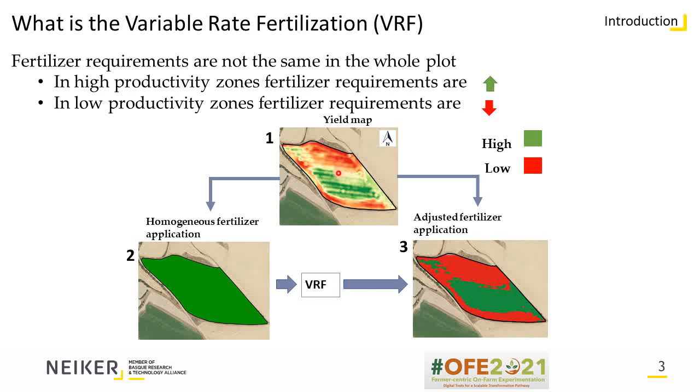Figure 1 shows a yield map. In the green zone, the yield was higher than in the red zone. If a uniform dose of fertilizer was applied, as in figure 2, in the less productive areas the crop did not use all the fertilizer and a part may be lost. However, if the plot was fertilized with the variable rate fertilization technique, as in figure 3, the fertilization would be better adjusted to crop needs.